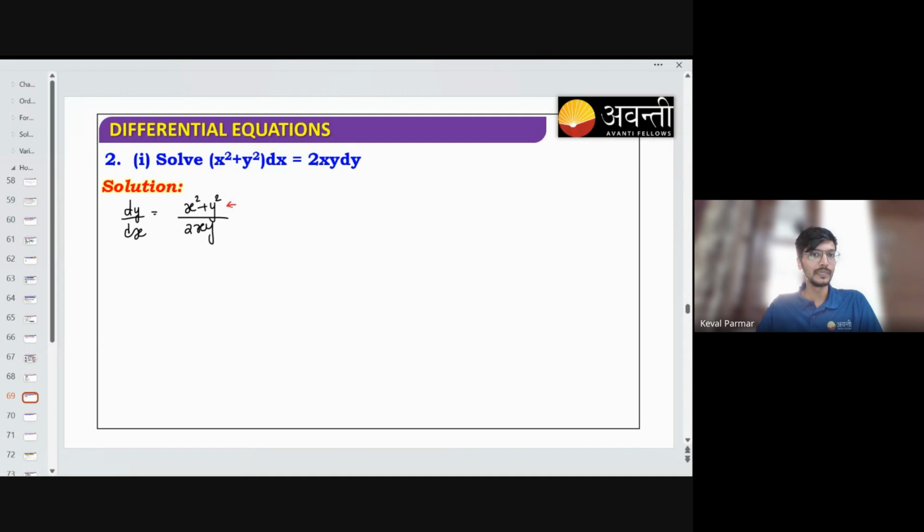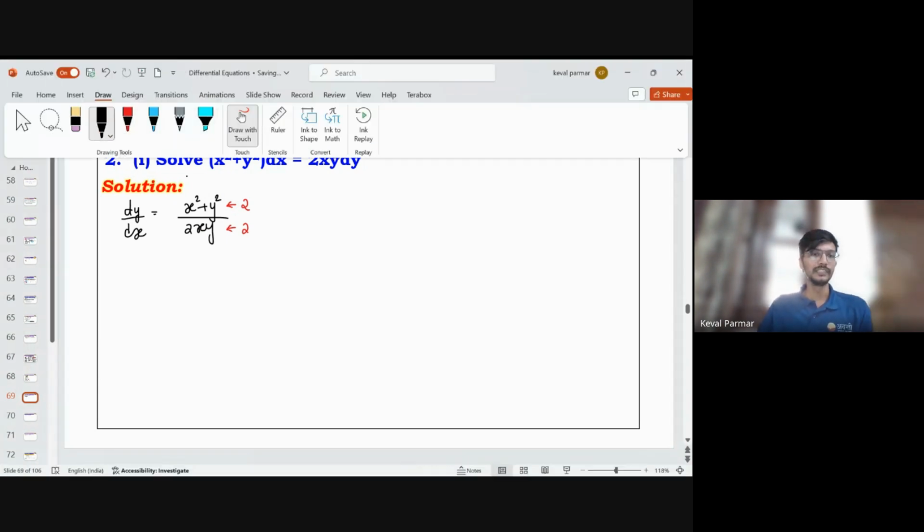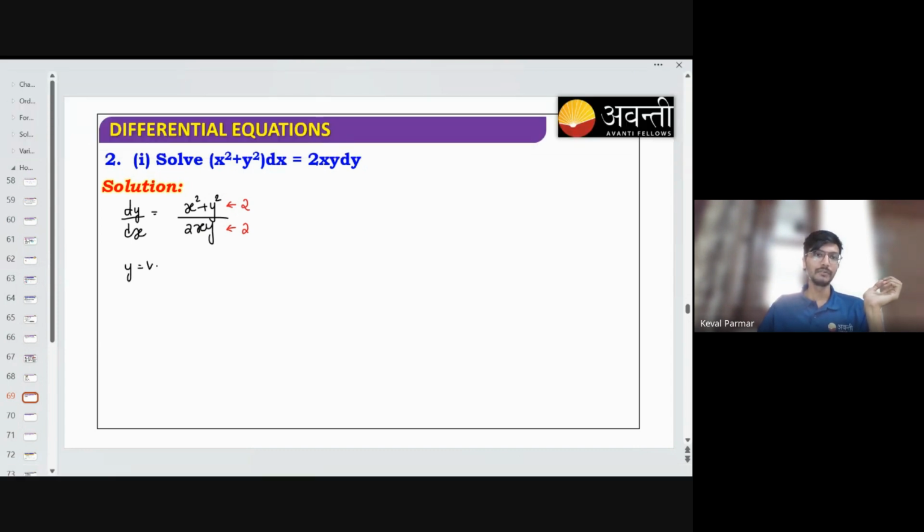The degree of numerator is 2. Degree of denominator is also 2, because 1 plus 1, the degree of both is 1 and they are getting multiplied. This is 2 and 2. That means this is a homogeneous differential equation. What we do in such case, we substitute y equals to vx. If I substitute y equals to vx, now I differentiate. So I'll get dy over dx is equals to v plus x dv by dx.